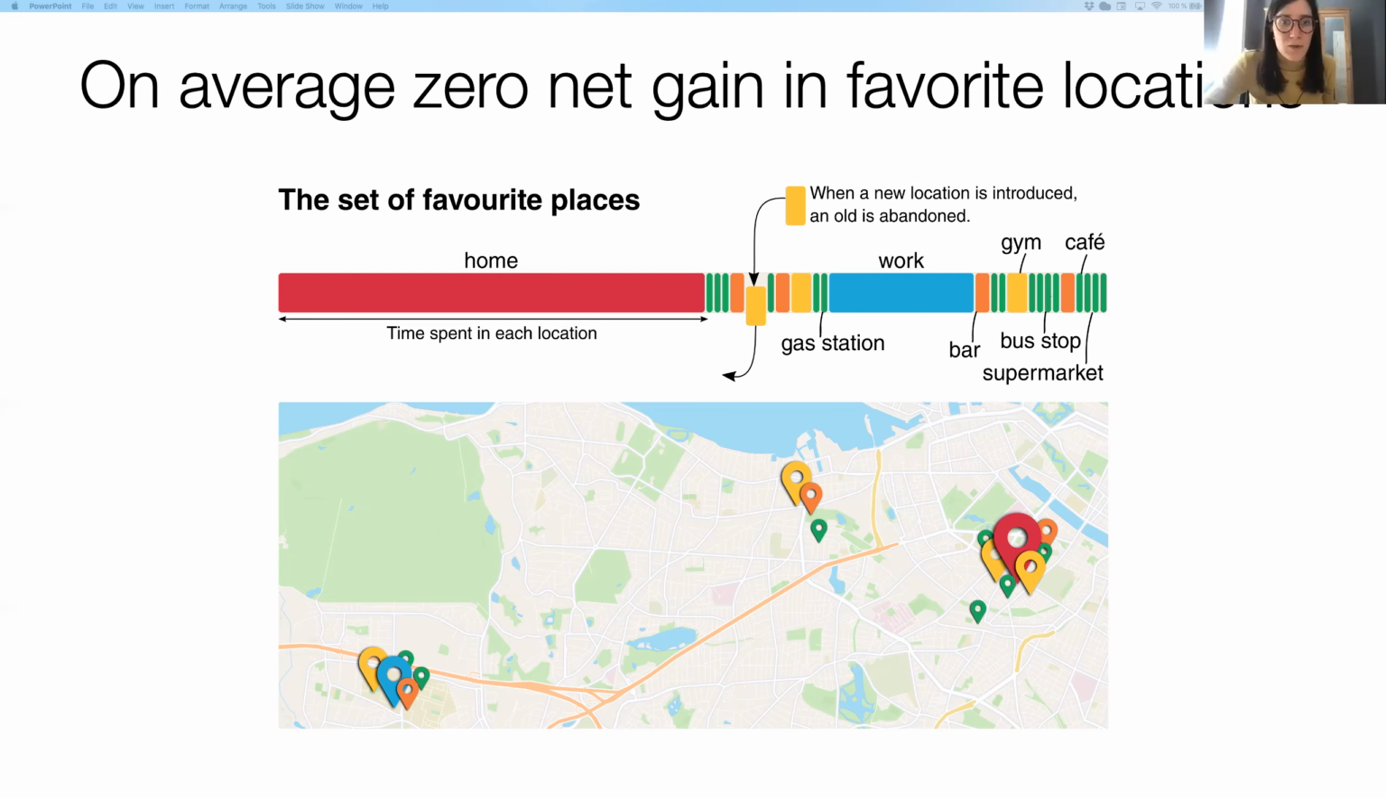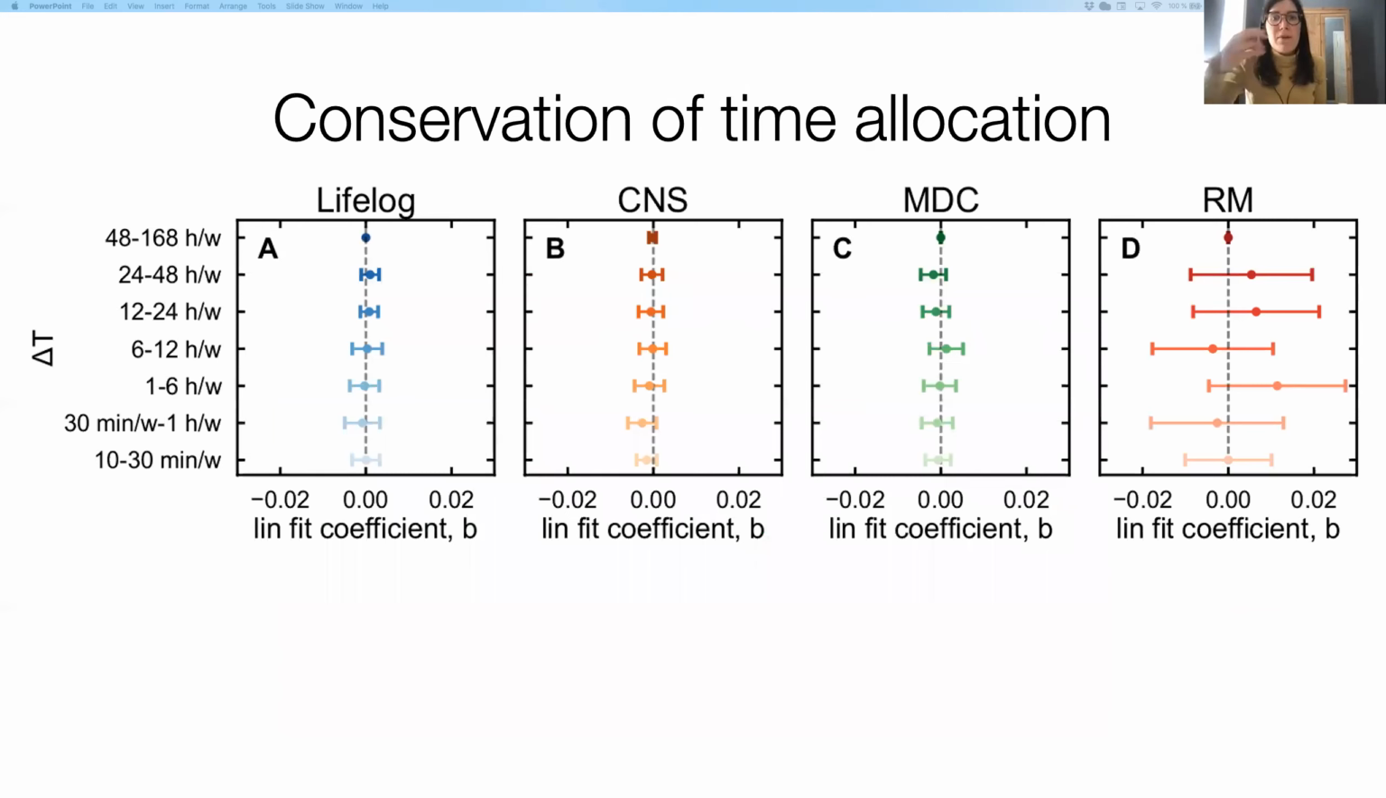And another thing that is conserved, so it's not only the number of places we go to, but also how we allocate time among locations. So we have looked at places where we spend 48 to 168 hours per week. This is just one, and it's the home location typically. Or 24 to 48 hours per week, which could be a work location, and so on, down to places where we spend 10 to 30 minutes a week. And the way we allocate time among these different locations is also preserved in time. So there's no change in the number of places where we spend 10 to 30 minutes per week.